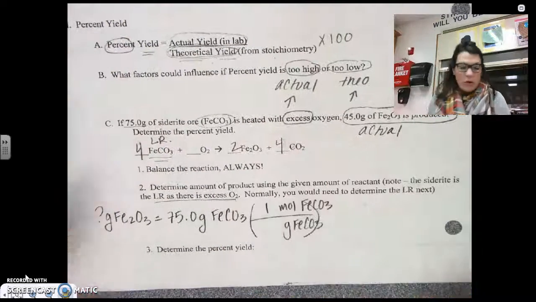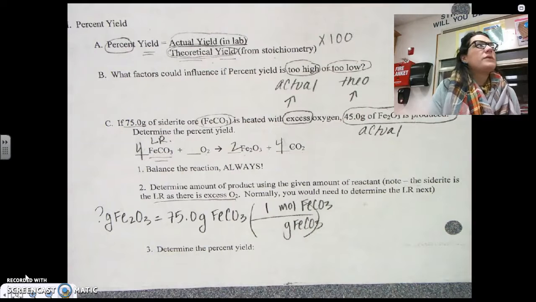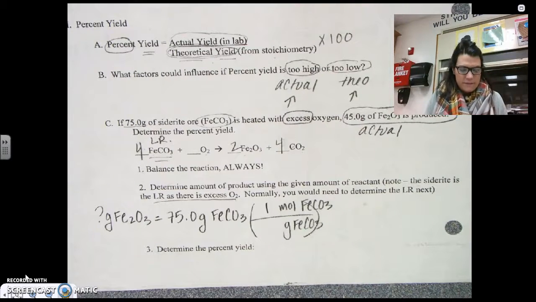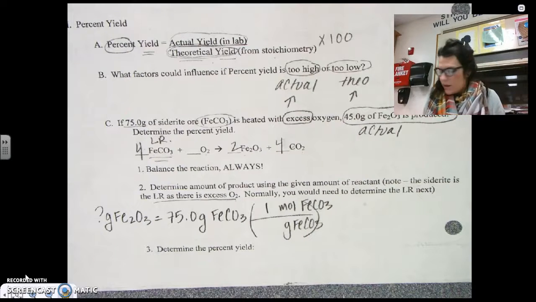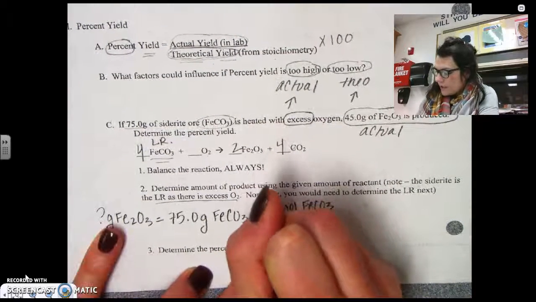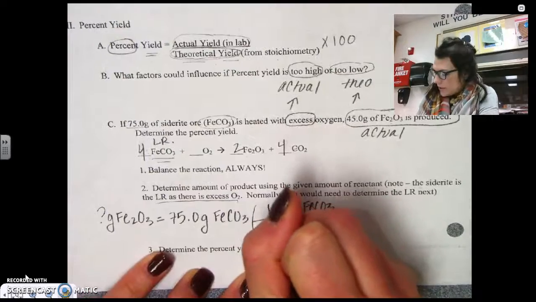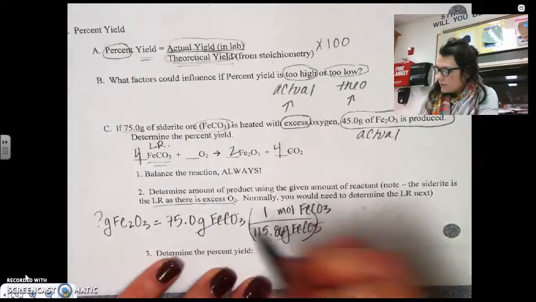And for every 1 mole, I need to figure out how much this weighs. So iron is 55.85 plus carbon is 12.01 plus 16 times 3. So I'm getting 115.86 grams. Okay, so grams cancels.